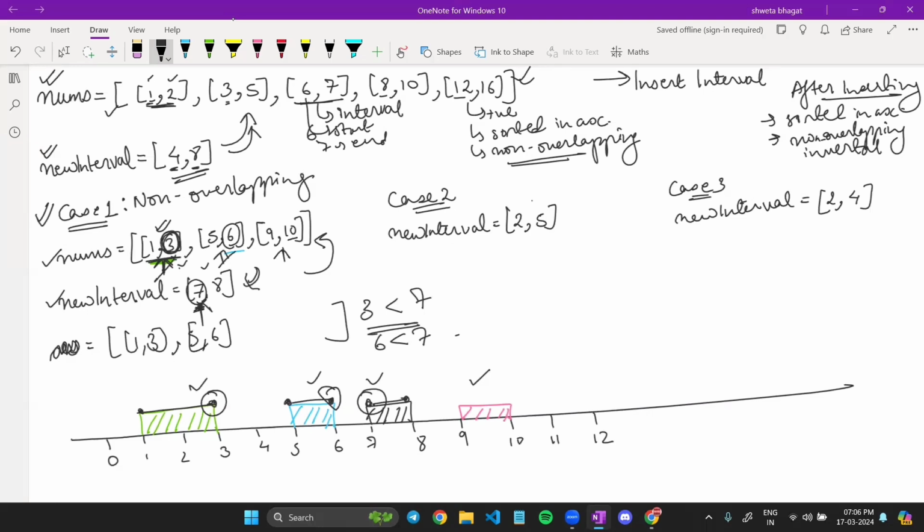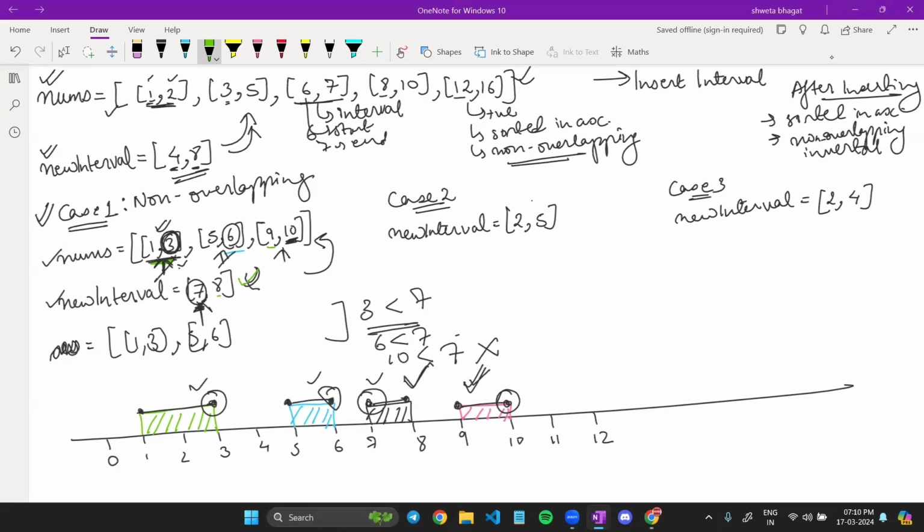Now we'll check whether this 10 is lesser than the 7. So we can see that 10 is not less than 7, correct? So where do we have this interval? We have this interval 9, 10 over here. So this 10 is greater than 7. So there is a possibility that these two intervals may have something in common, correct? So we will check whether these two intervals have something in common or not.